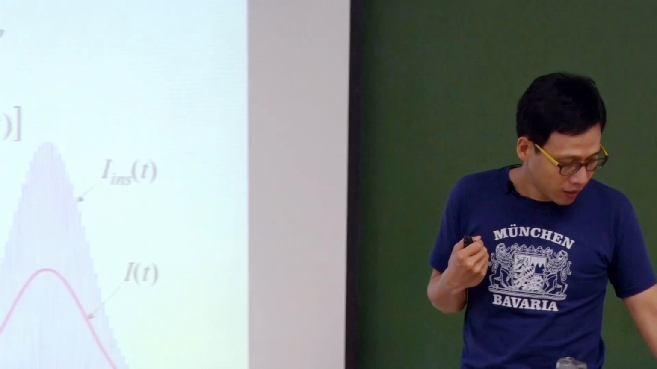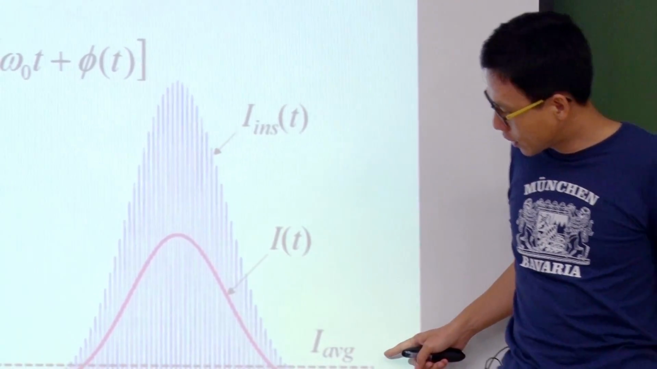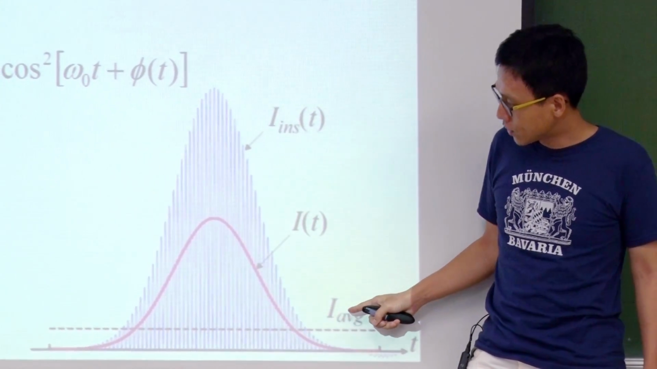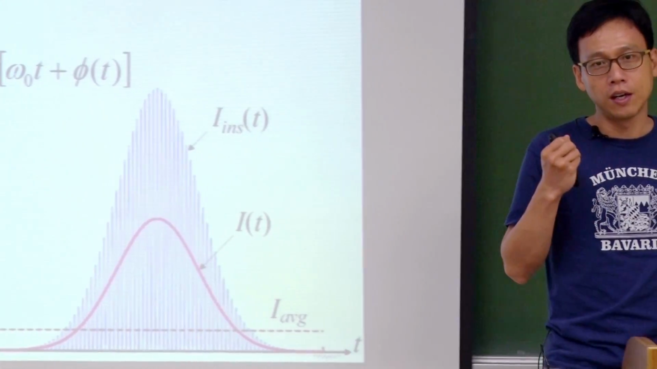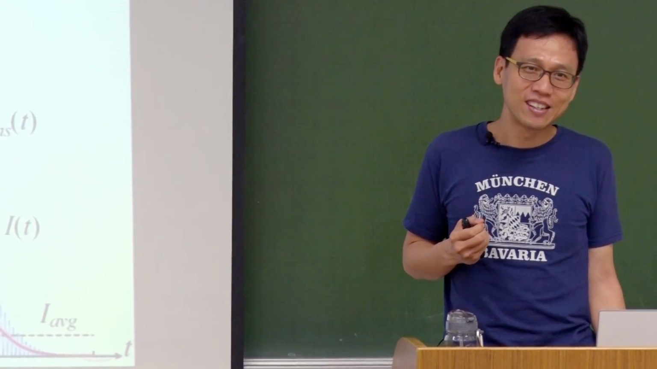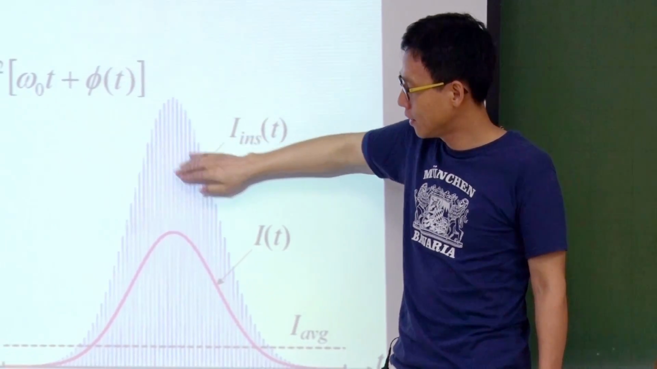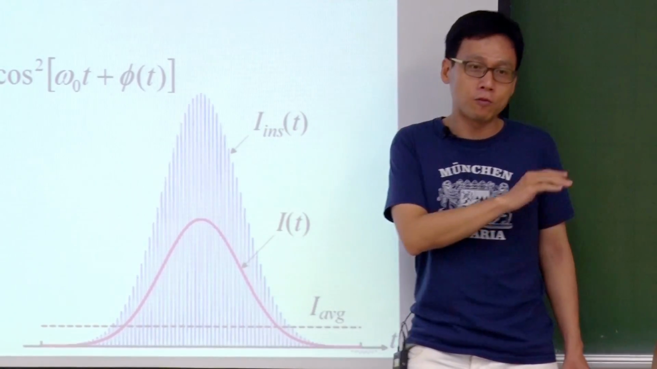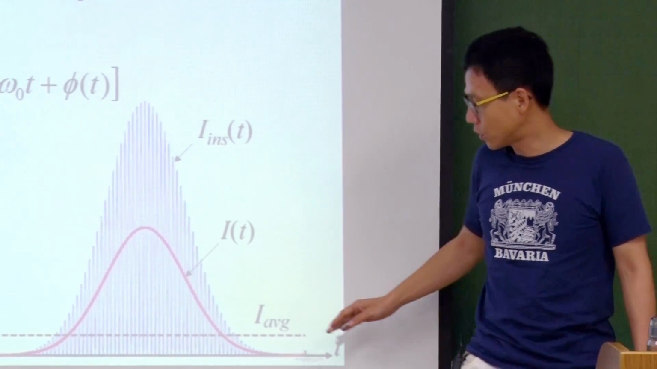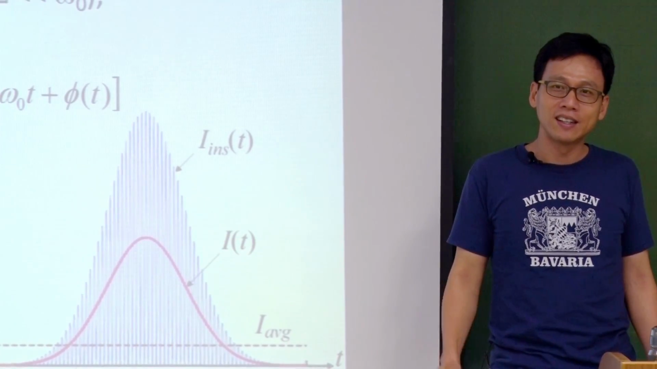And the third case is average intensity. If your detector is too slow and still cannot trace the envelope function, then you get a constant, which is the average height of the red curve. It's the so-called average intensity. So there are three different intensities: the instantaneous one, the envelope one, and the average one. The first two are functions of time. The third one is a constant.